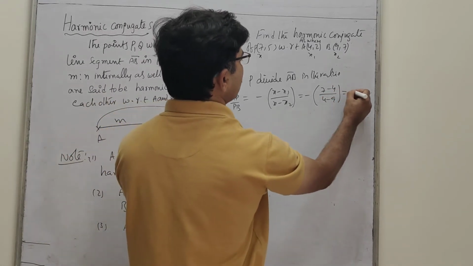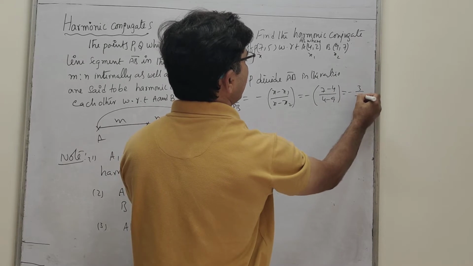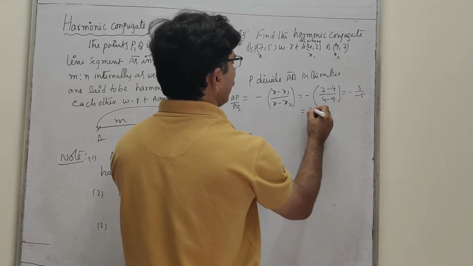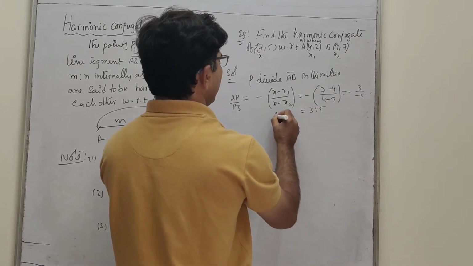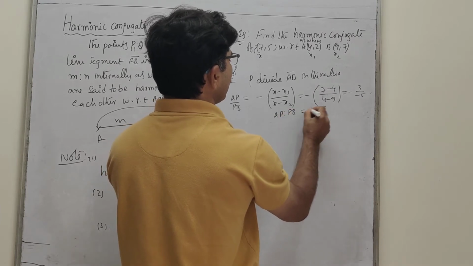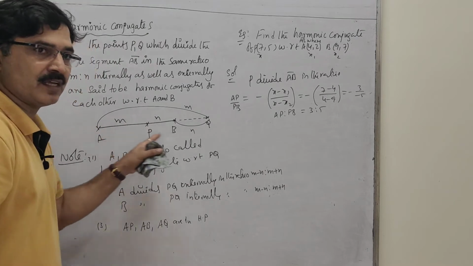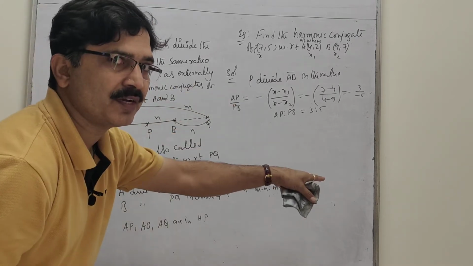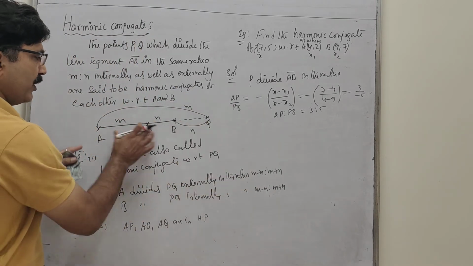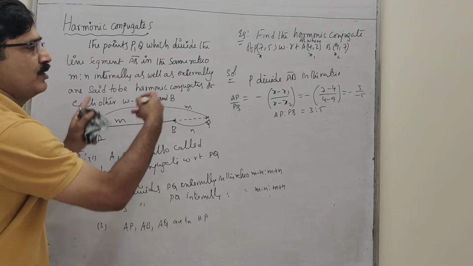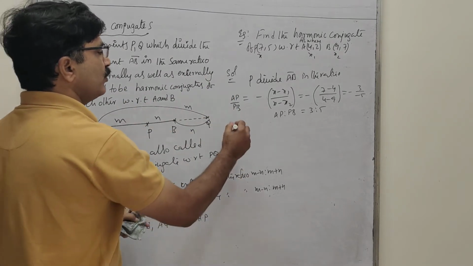So now you see this one. Minus of 3 by minus 5. So what ratio? 3 is to 5 ratio. AP is to PB is 3 is to 5. That means P divides internally. Then its harmonic conjugate divides externally. P divides internally, we got it. Now its harmonic conjugate, you assume here.